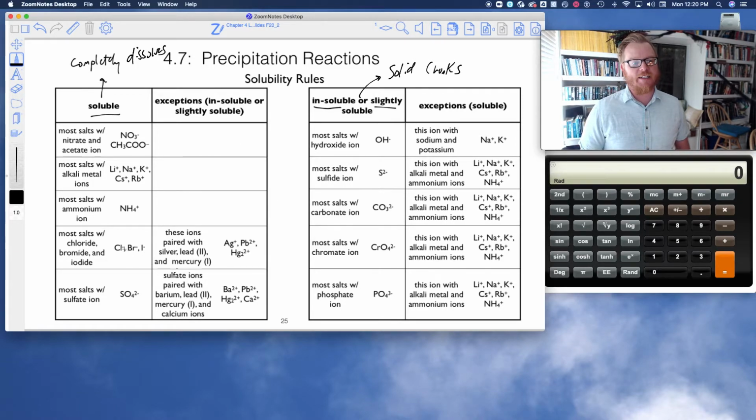So what does it mean to have an exception? Well, here we go. Let's play with this one, okay? Most salts with chloride, bromide, or iodide. So for example, NaCl, sodium chloride, will always be soluble. So it will completely dissolve. But what about silver chloride? Silver chloride will be insoluble or slightly soluble. And so what that means is silver chloride will make solid precipitates. It'll make solid chunks, okay?